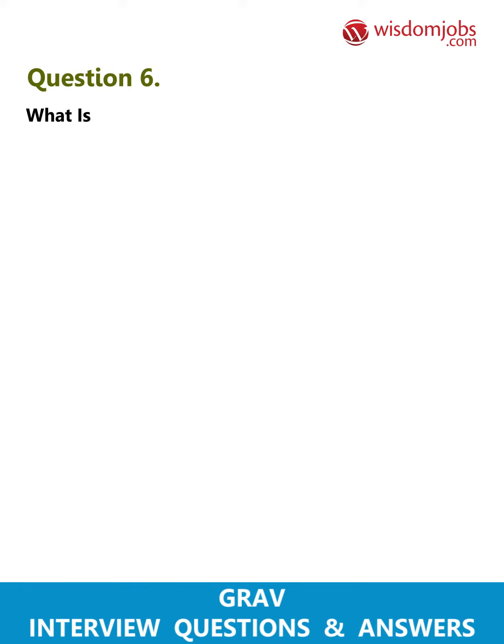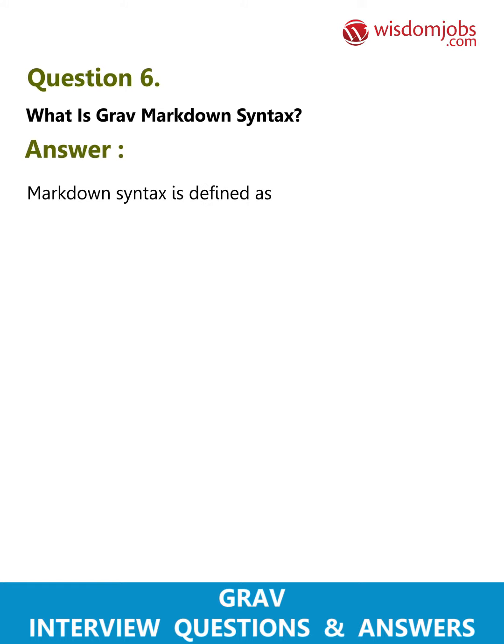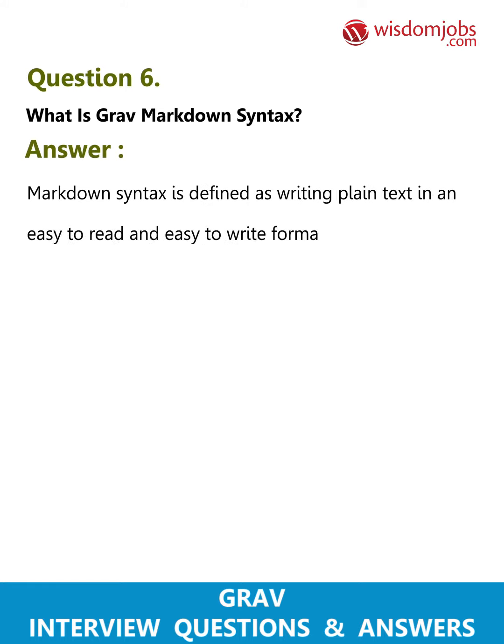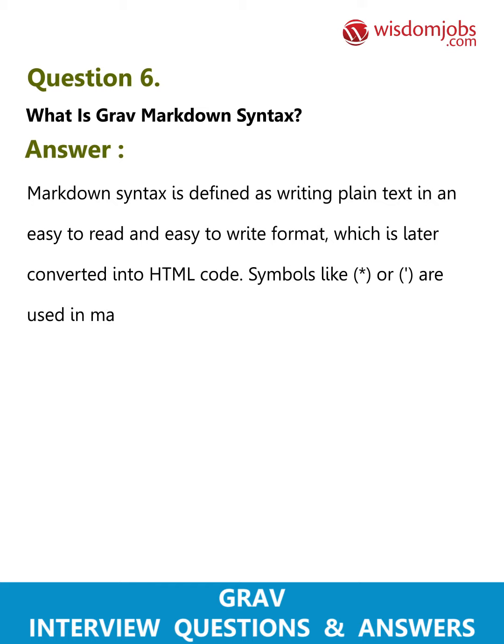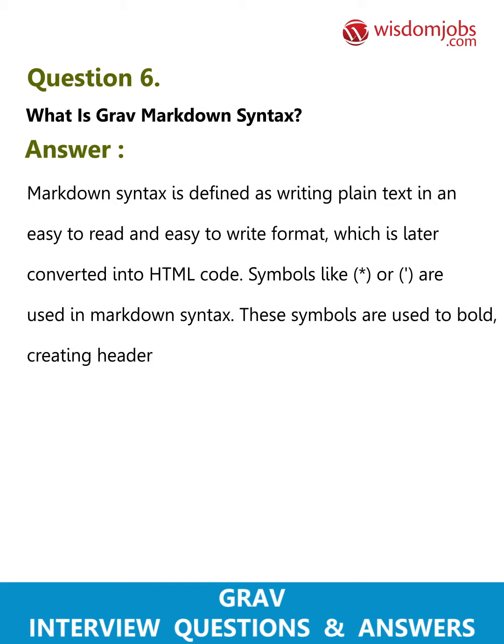Question 6. What is Grav Markdown syntax? Answer. Markdown syntax is defined as writing plain text in an easy-to-read and easy-to-write format, which is later converted into HTML code. Symbols like asterisk or underscore are used in Markdown syntax. These symbols are used to make text bold, create headers and organize your content.